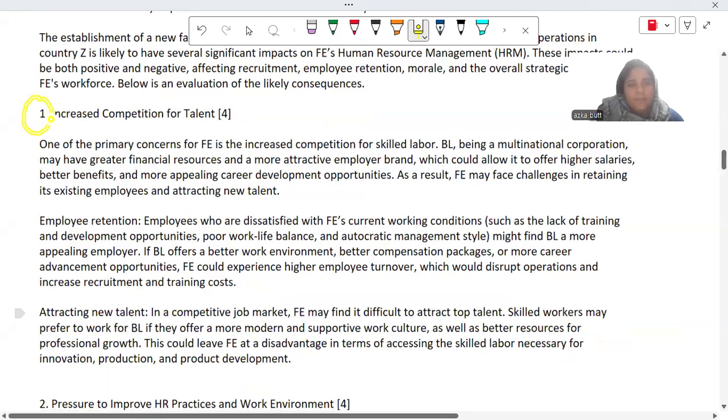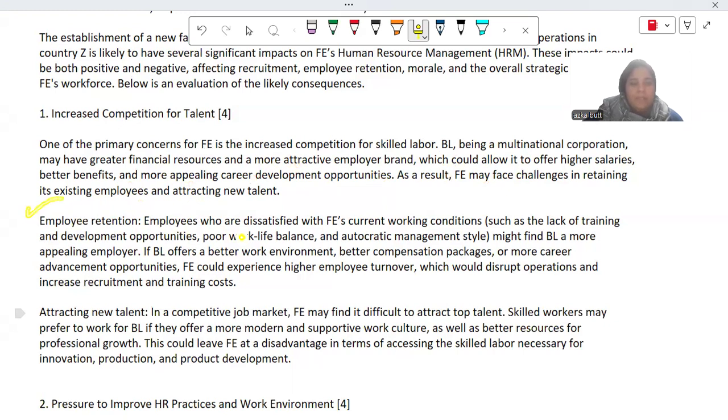The first one I'm going to write is that it will increase competition for talent. One of the primary concerns for FE is increased competition for skilled labor. BL, being a multinational corporation, may have greater financial resources and a more attractive employer brand, which could allow it to offer higher salaries, better benefits, and more appealing career development opportunities. As a result, FE may face challenges in retaining its existing employees and attracting new talent.